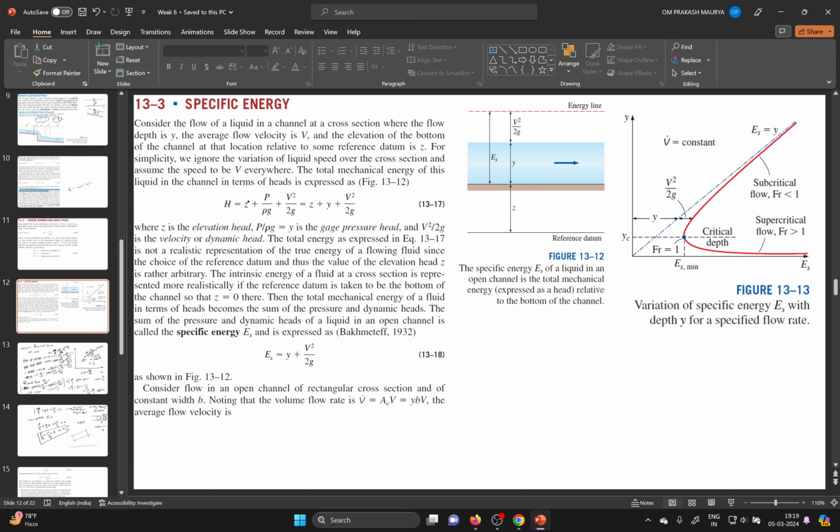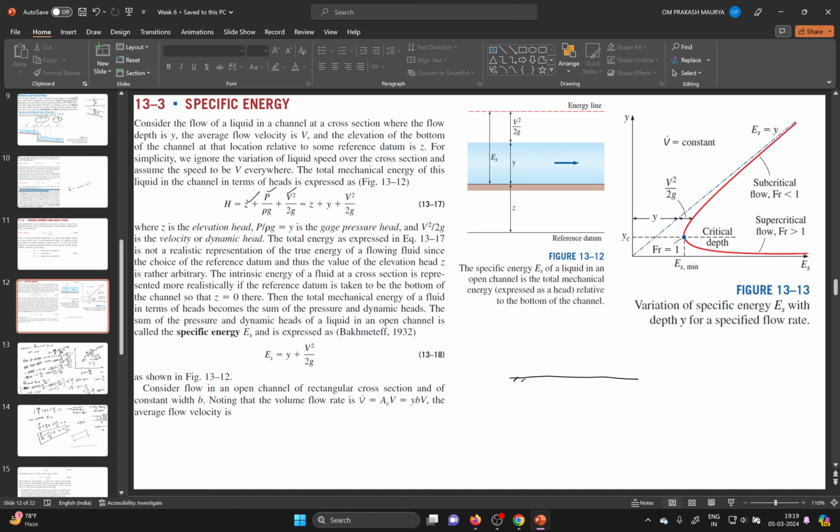Now coming on the specific energy part. In the specific energy, specific energy is actually defined if we consider the Bernoulli equation and the datum as the bed of the channel. Let us suppose the figure is there, but let me draw it for you. And why energy? Because all the terms represent energy. This is the kinetic energy, pressure energy, and the datum energy.